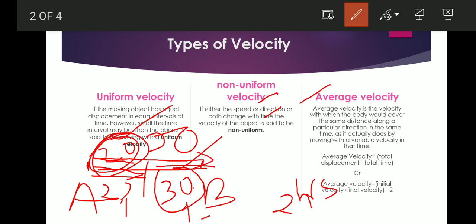Or another method of finding average velocity: total displacement divided by total time. Now in this case the displacement is 50 kilometers, and the total time taken will be what? Half the path takes 1 hour to cover, another half another 1 hour more. It means you consume 2 hours to cover 50 kilometers. So your average velocity will be 50 divided by 2. Again here also you will get 25 kilometer per hour.